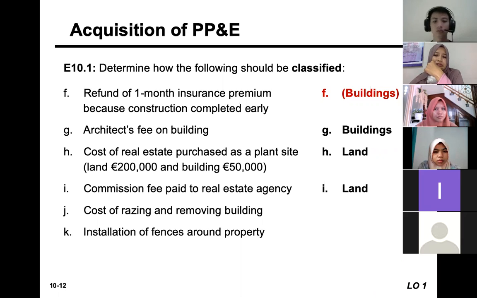Oh, we include land only. Oh, I see. Sorry, Rama. We have to be careful because it says "as a plant site." So that building will not be used as our factory, but the whole land will become the plant site. Maybe the company will build a separate building later on. It's only the site. So we include all of that as a cost of the land.